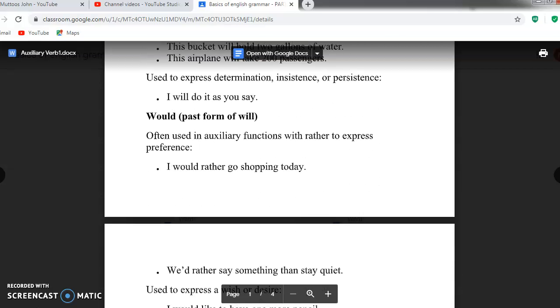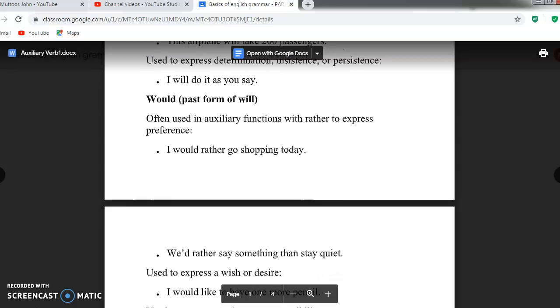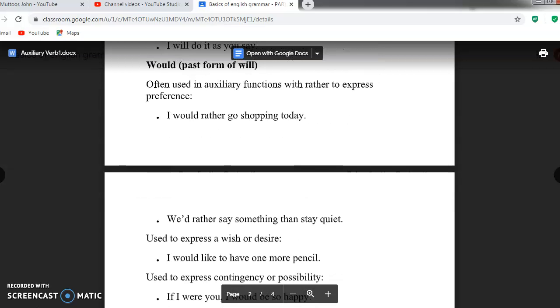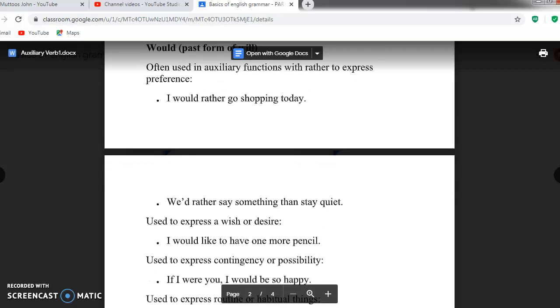So will is over. Next we move on to would. Past form of will is would. Would is often used in auxiliary functions with rather to express preference. For example, I would rather go shopping today.